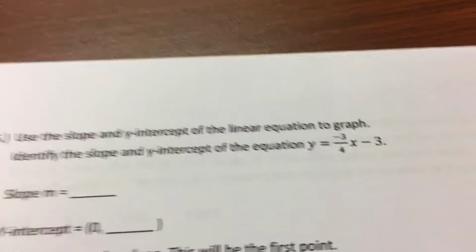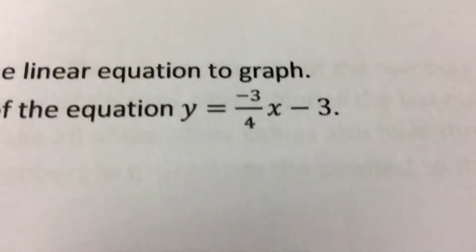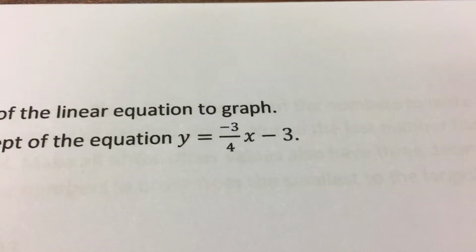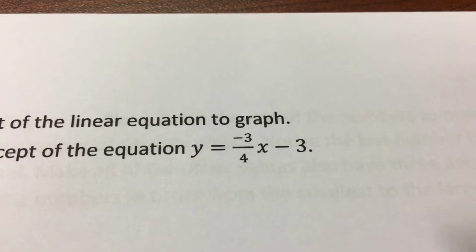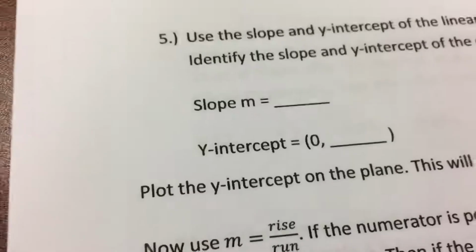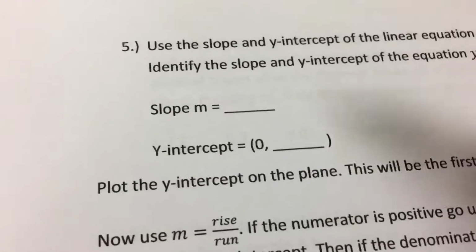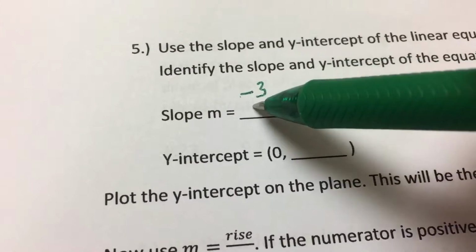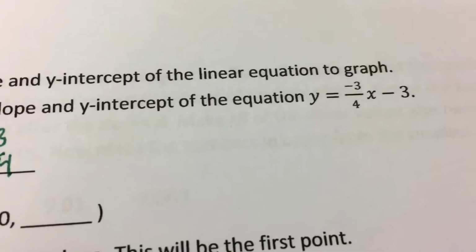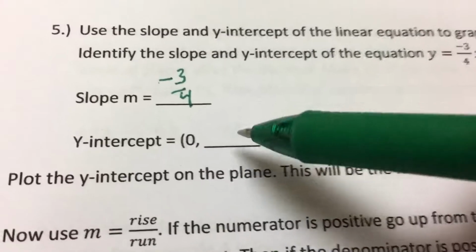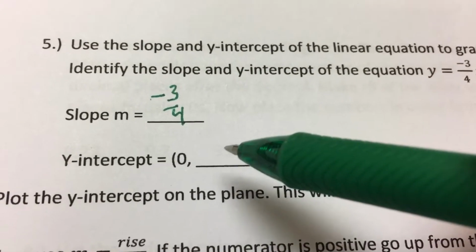So now you're going to do the same thing. You're going to come over here, look at this, and you're going to write down your slope and your y-intercept. Okay, so notice in this, my slope is -3/4. So in this box, I'm going to write -3/4. Then my y-intercept is the number on the end, but remember I write it as 0, comma, -3. So I'm going to come over here at 0, comma, -3.